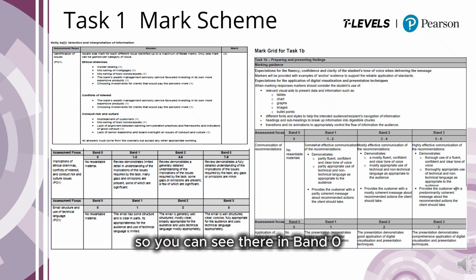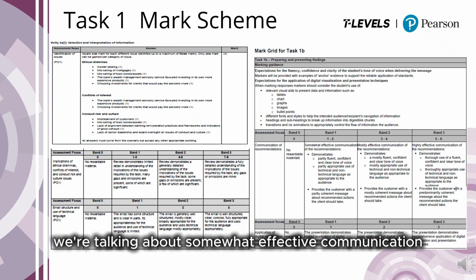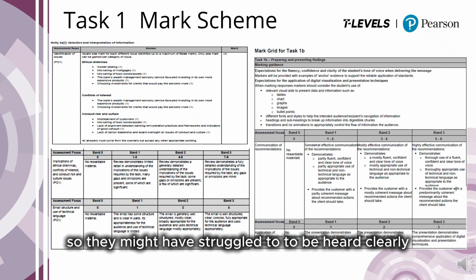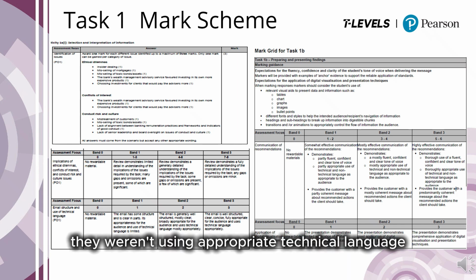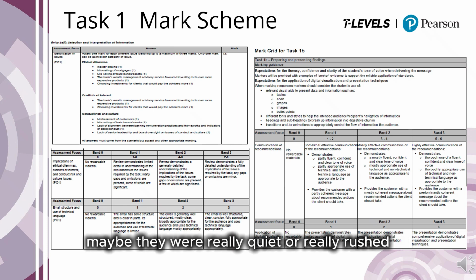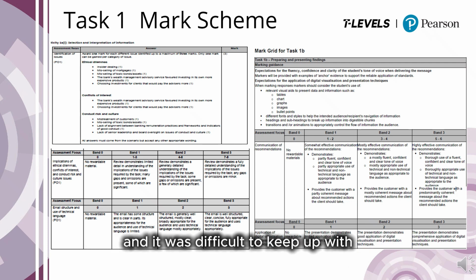So you can see there in band 0, there'd be no presentation. Band 1, we're talking about somewhat effective communication. So they might have struggled to be heard clearly. They might also not have been using appropriate technical language. Maybe they were really quiet or really rushed, and it was difficult to keep up with.